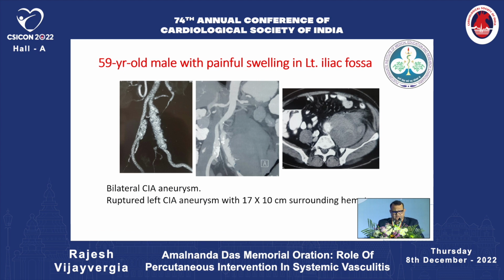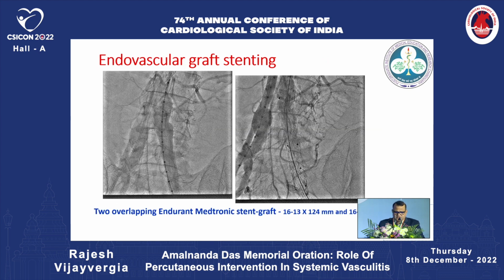The index case is a 59-year-old male with a painful swelling of the left iliac fossa, found to have bilateral common iliac aneurysms. On the left side, the aneurysm had ruptured with a large hematoma, 17 by 10 centimeters. Very painful, he was referred from the surgical department for possible endovascular intervention, and was treated with endovascular stenting from the left common to external iliac artery.